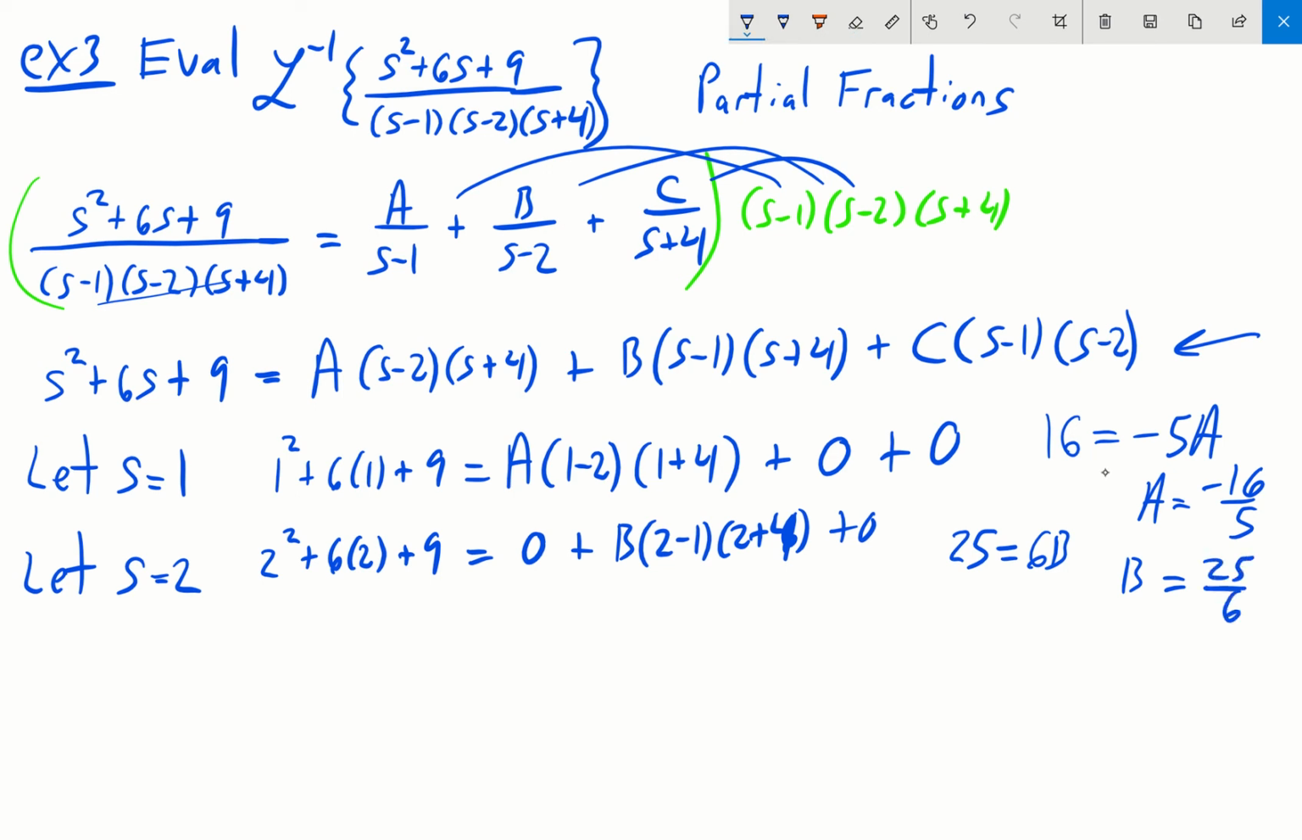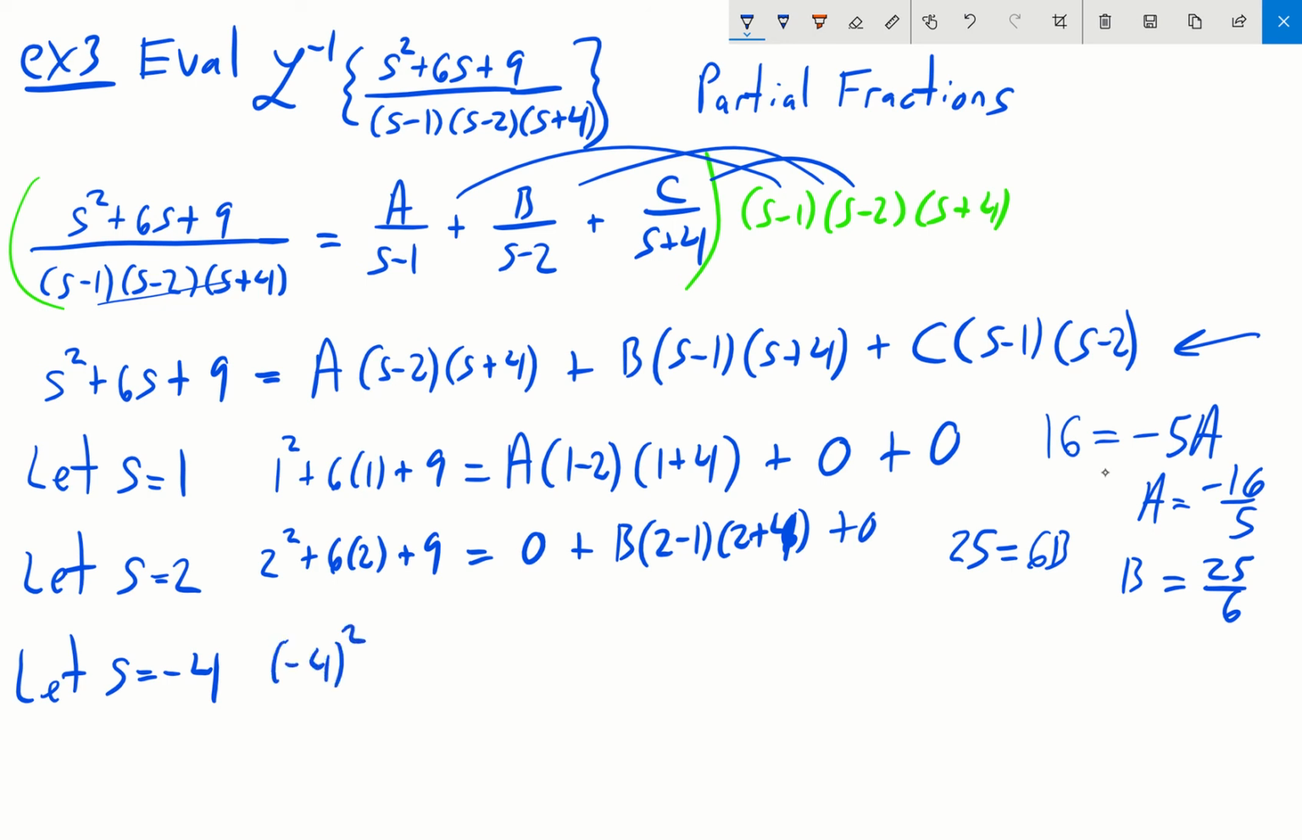And now if we want to solve for c, the thing that would make the factor under c equal to 0 would be negative 4. So let's go ahead and let s be equal to negative 4. When we plug that in, this factor would cancel, this factor would cancel, and we can solve for c.